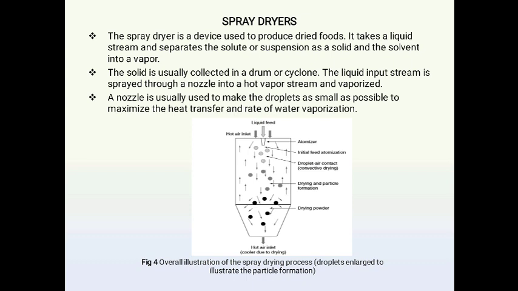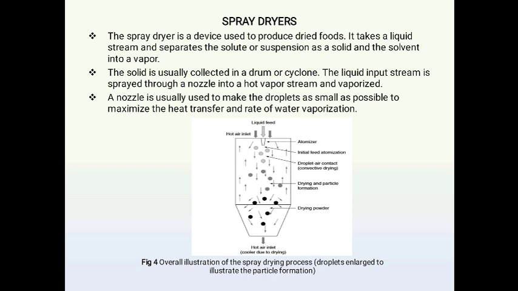Let's discuss the spray dryers. The spray dryer is a device used to produce dried foods. It takes a liquid stream and separates the solid or suspension as a solid and the solvent into a vapor. As shown in Figure 4, the solid is usually collected in a drum or cyclone.